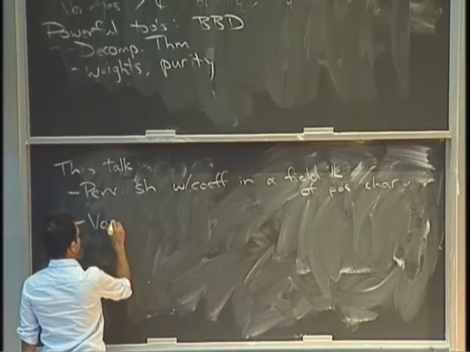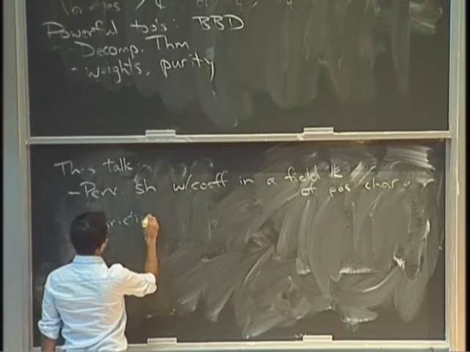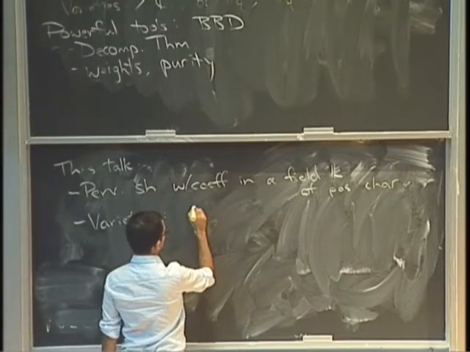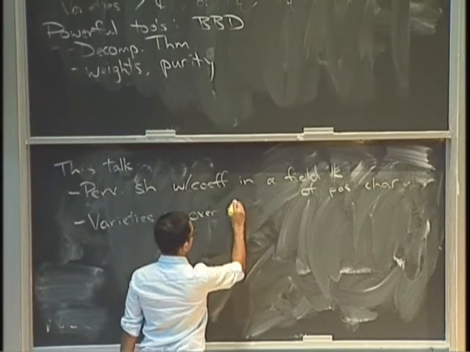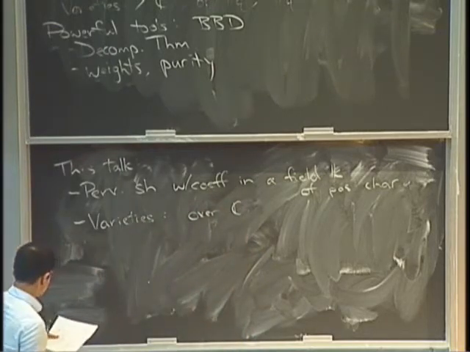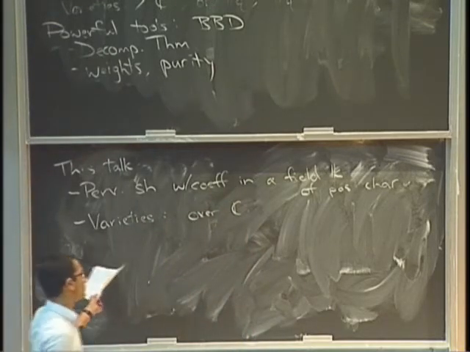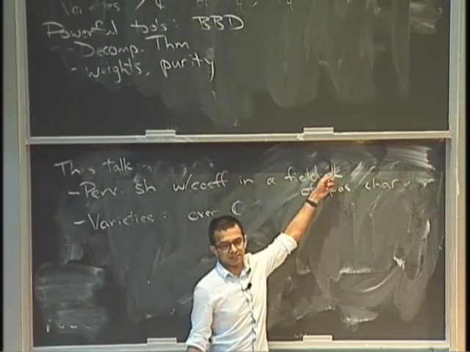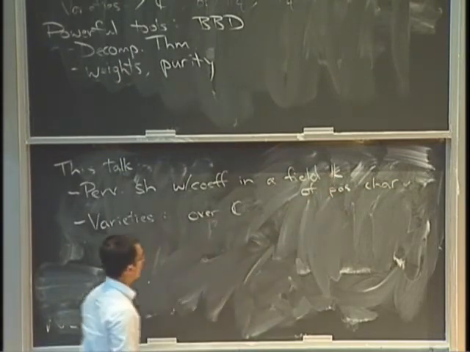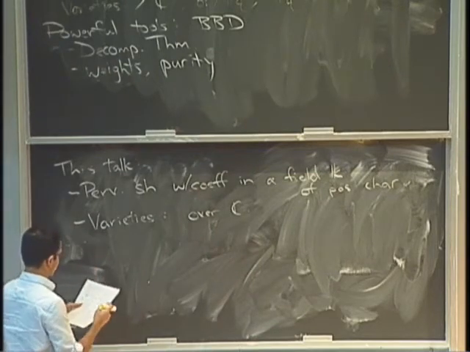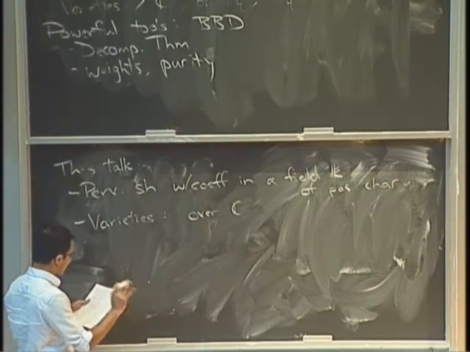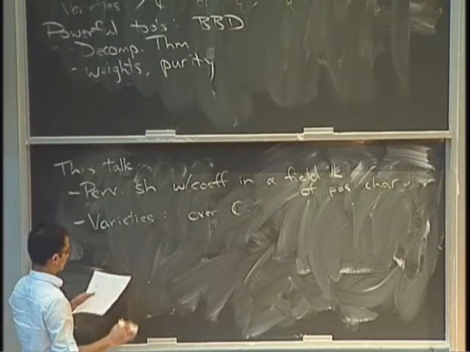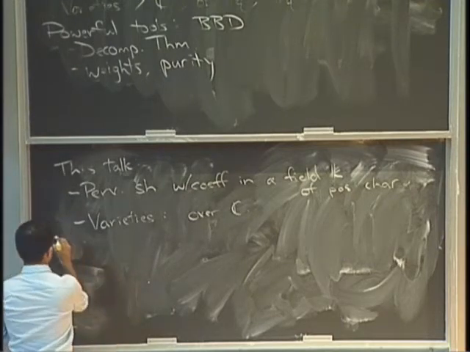The varieties, on the other hand, are always going to be over C in this talk. Some of what I'm going to say you could do if you had a variety over a field whose characteristic was different from the characteristic of your coefficients. Usually that's okay, but I don't want to worry about the complications that could arise then.